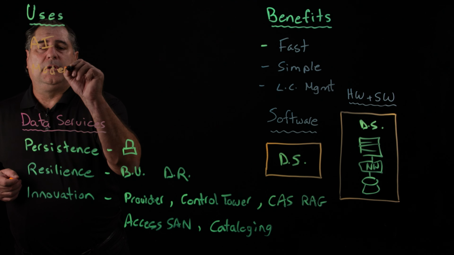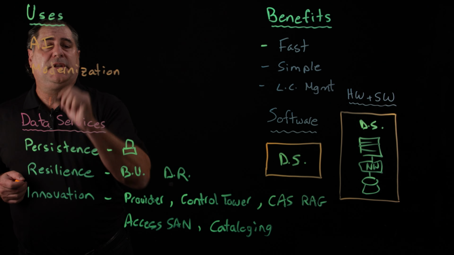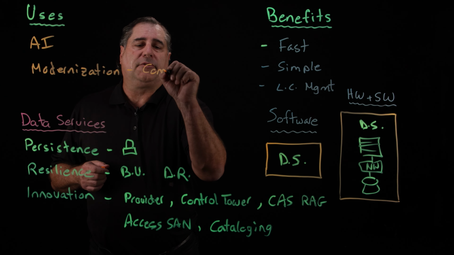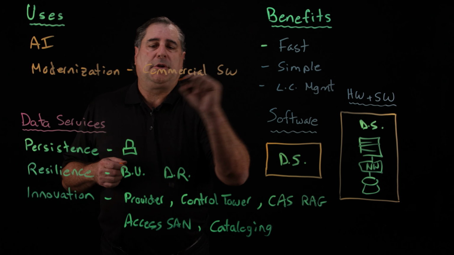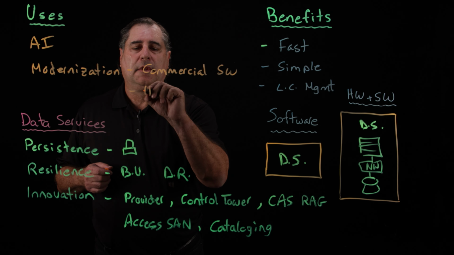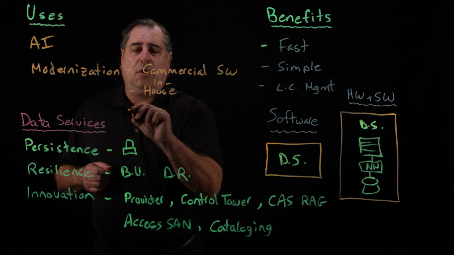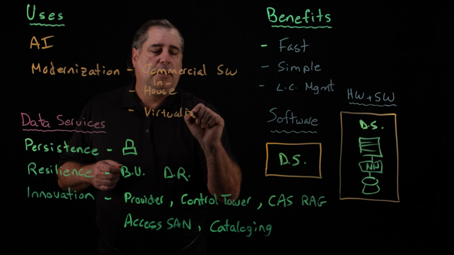Beyond artificial intelligence is the category of modernization. So these are for modern applications modernized with Red Hat OpenShift. This could be commercial software, it could be in-house software, or it can be for virtualization. Let's spend a moment on each of these.